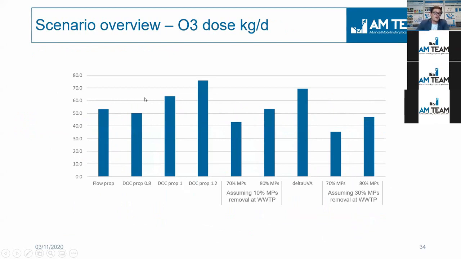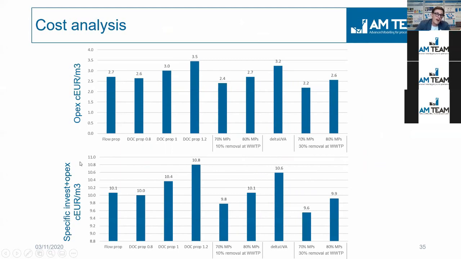Of course, an interesting output of such an exercise, including flow rate changes, is what is the kilograms per day of ozone you need in all of these runs? And also, what is the OPEX? What is this OPEX plus investments you have? For example, in euro cents per cubic meter. Quite high at this plant because it's a very small plant. But you can visualize all of these things and also then start playing with your dosages.